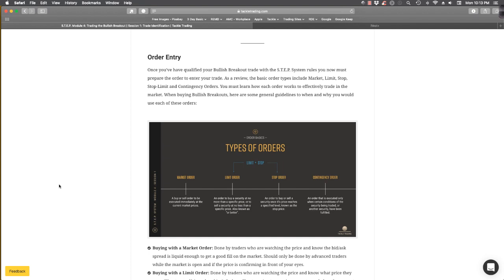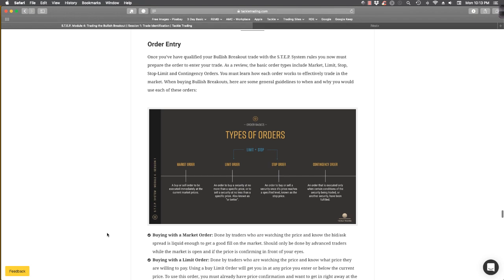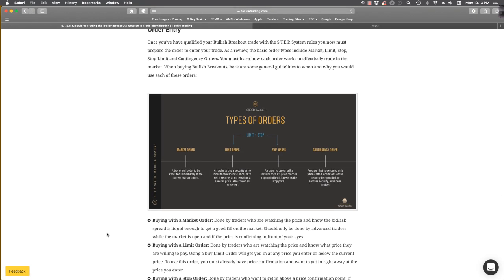Now, if you're sitting in front of the market and you have live confirmation, you can go ahead and buy with a market order if speed is of the essence. If the price you get in at is less important than the speed of the transaction getting in right now, you'd want to use a market order. Again, that would require you to be sitting in front of your computer at the moment the price chart breaks and gives you the confirmation you need.